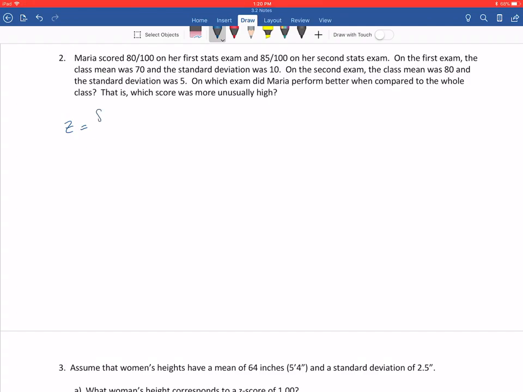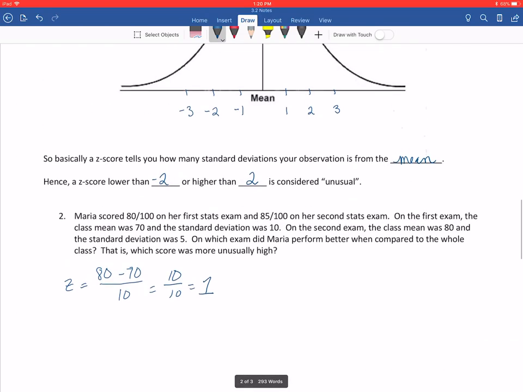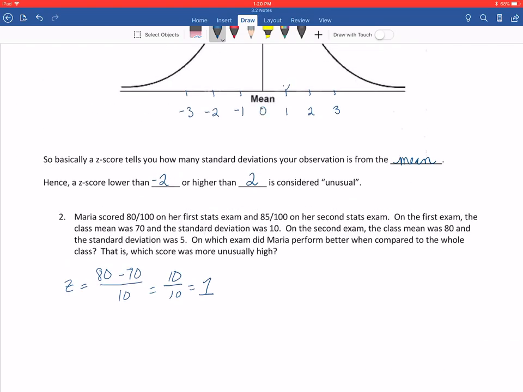So the z-score for the first test would be to take the 80 that she scored, subtract the mean on the first test was 70, and divide by the standard deviation, which was 10. So we'd get 10 over 10, or 1. 1 is the z-score there. So 1, her first test falls right here. She has 1 standard deviation above the mean.